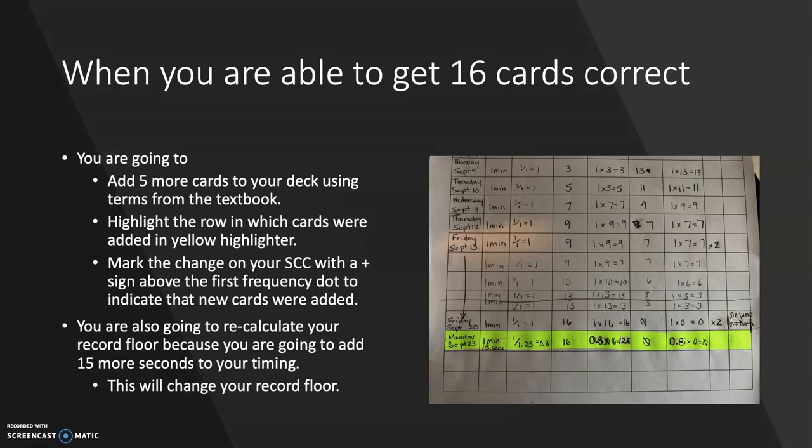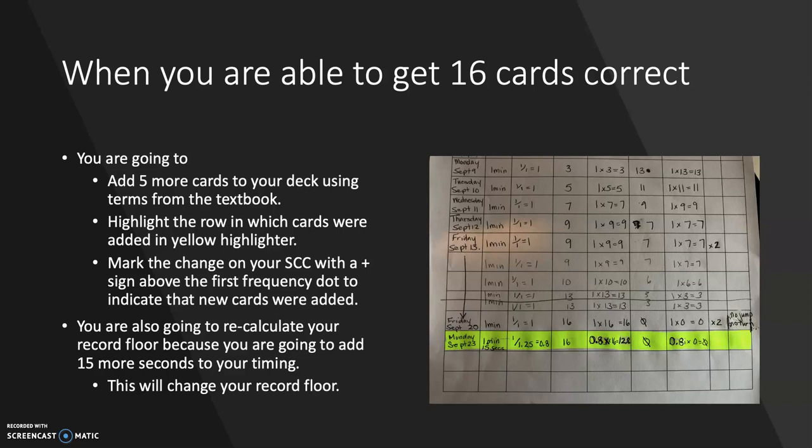When you are able to recite 16 cards correctly in a minute, then there will be a few changes that you are going to make. The first is that you are going to add more cards to your deck. I recommend adding 5 to 8 cards using the terms from the textbook. You also want to mark that you have added cards on your data sheet by highlighting the row in which the cards were added in yellow. You also want to mark the increase in cards on the standard acceleration with a plus sign above the frequency dot that you add. You are also going to add 15 seconds to your timing because you're adding more cards.